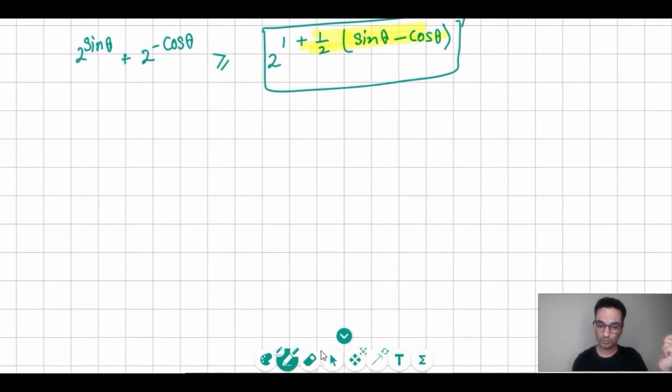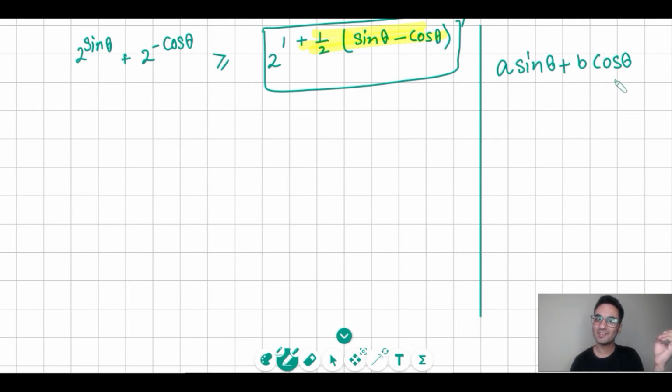Whenever you have any expression of the type a times sine theta plus b times cos theta, it can be plus or minus anything, and we want to write this expression as a single term, either in terms of sine or in terms of cos. So what we do is we divide and multiply the expression with square root of a square plus b square.